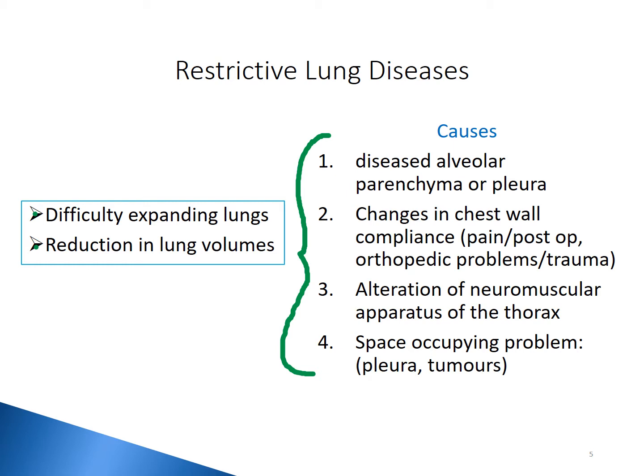Please write down, as your first prep assignment, the numbers 1 through 4 and write down whether each of these will be considered an intrinsic or an extrinsic cause of restrictive disease. So write down 1, 2, 3, and 4, and then just write the words intrinsic or extrinsic next to the numbers. And when you're finished, you can move on to the next slide.